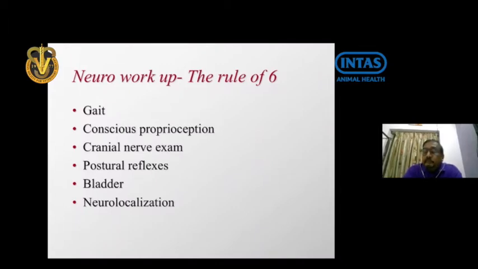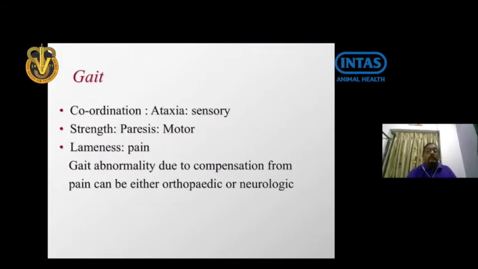Now, what's the rule of 6? The number one thing is you are going to look at the gait. Gait is how the animal walks, how it senses its placement of its limbs. Number 2, I am going to check the conscious proprioception. Very easy to do that. I will show you the videos. It's very simple to do a conscious proprioception. That would tell you if you have a spinal ataxia or not. You do a cranial nerve exam. You check the postural reflexes. You do the spinal reflexes. Check the bladder, the tone of the bladder, whether it is an upper motor neuron bladder or a lower motor neuron bladder. And as I showed you, you localize the neurological issue.